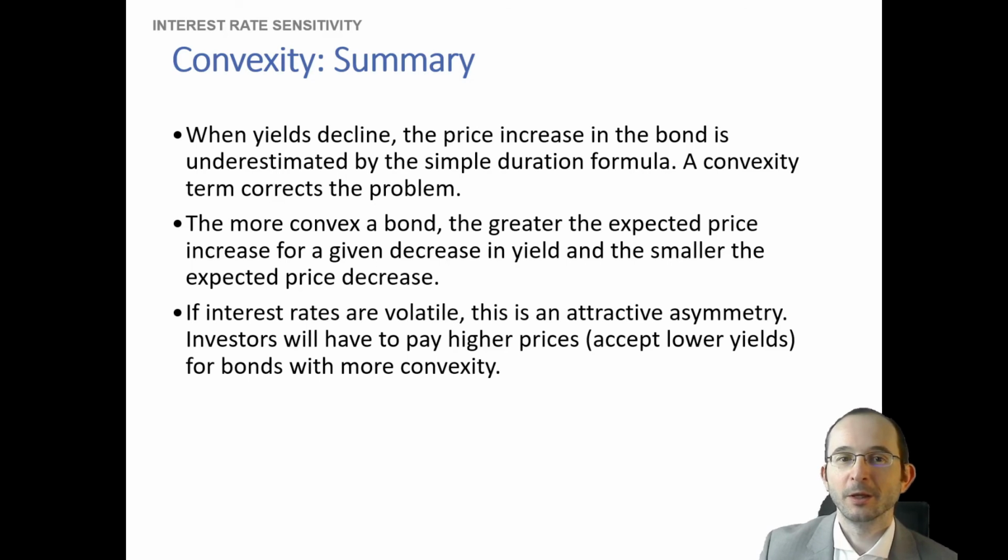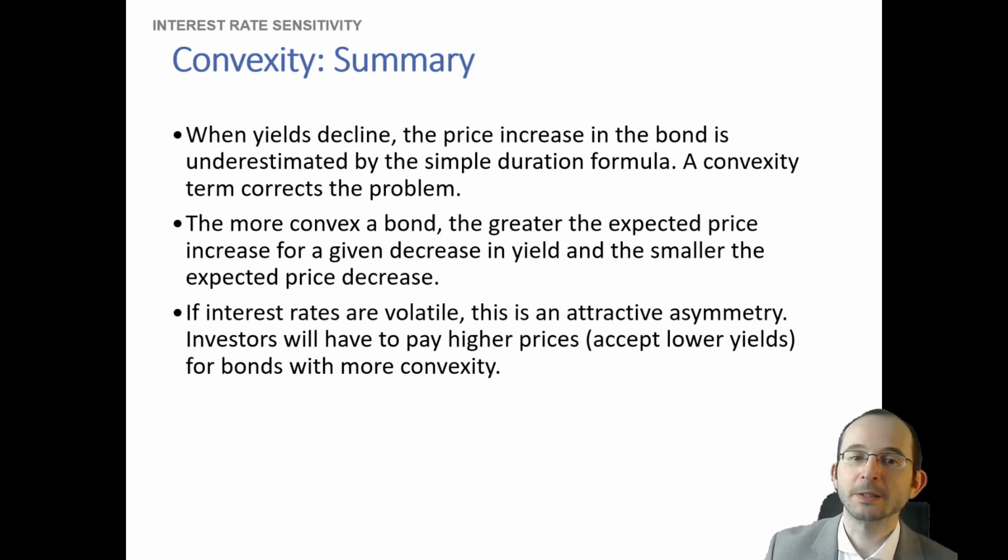So remember, since the changes in a bond's price with respect to changes in yield are nonlinear, the point of convexity is that we can better correct the price change of the bond. In fact, the greater the convexity of the bond, the greater the expected price increase for a decrease in yield, and the smaller the price decrease with respect to an increase in yield, which makes convexity sort of an attractive asymmetry, right?